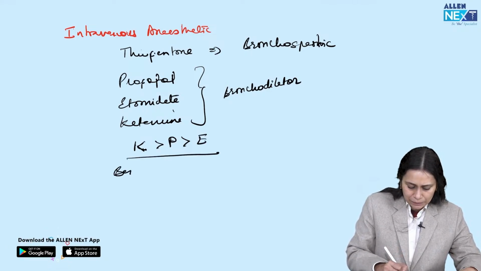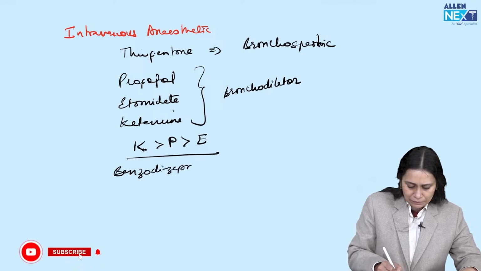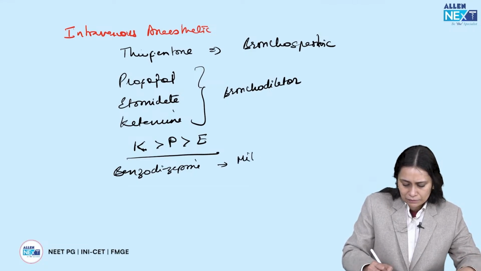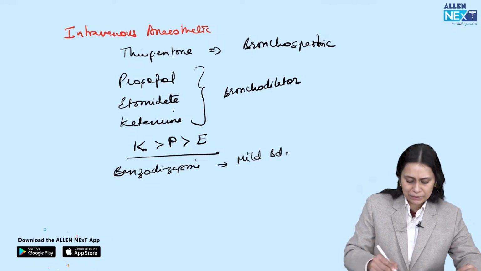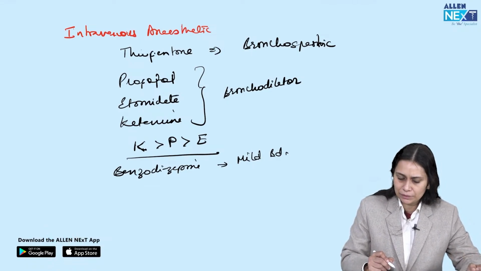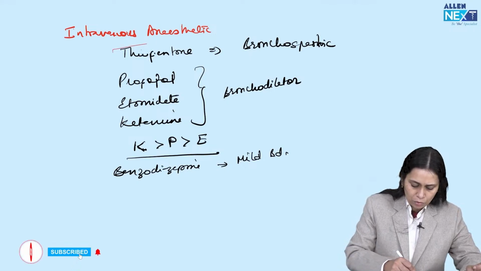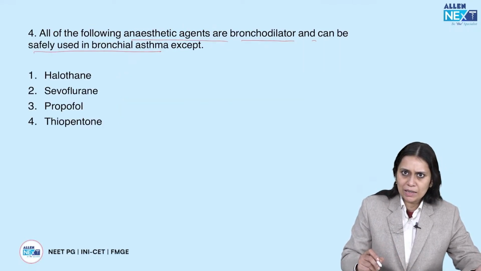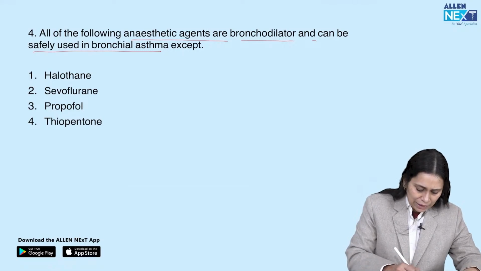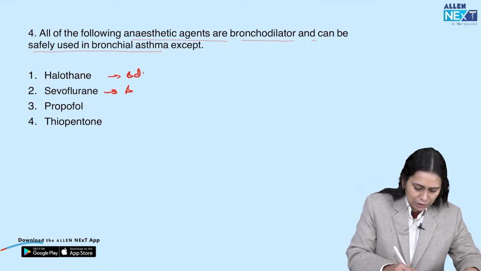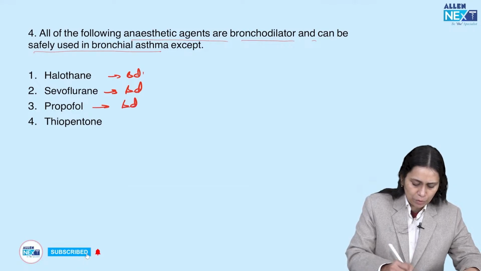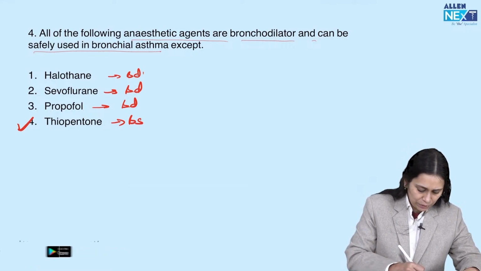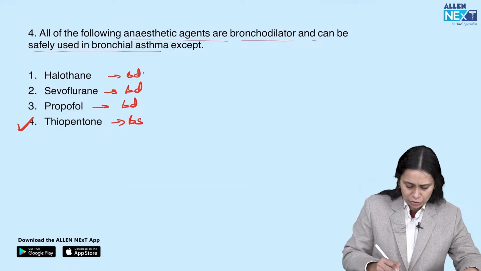Even benzodiazepine, that is midazolam, they are not bronchoconstrictor, not bronchospastic, mild bronchodilation, but these three are good ones, with ketamine the best bronchodilator. Okay, but thiopentone is bronchospastic. So let us see the options. So all of the following can be used in bronchial asthma because they are bronchodilator, except halothane is a very good bronchodilator, sevoflurane is a wonderful bronchodilator, propofol is a very good bronchodilator, and thiopentone is a bronchospastic. So what is the answer? Answer is thiopentone.